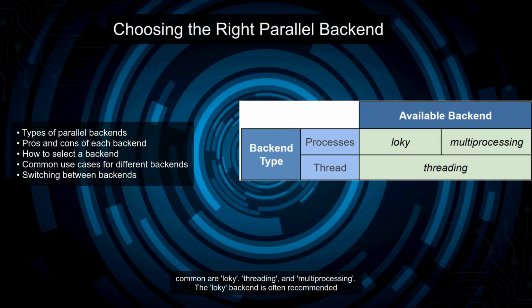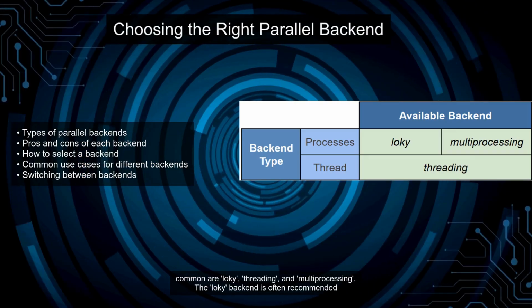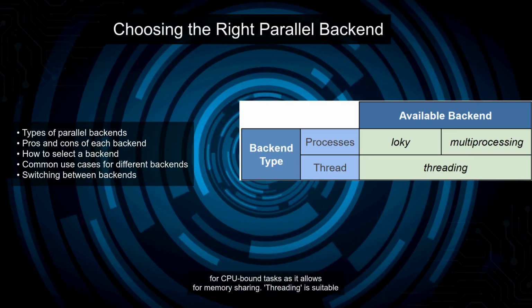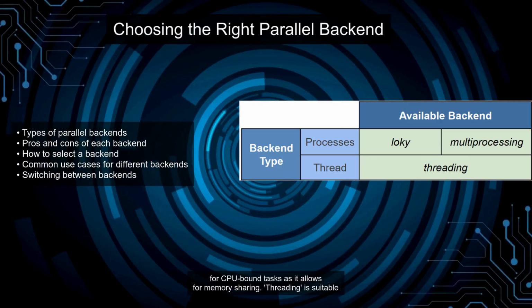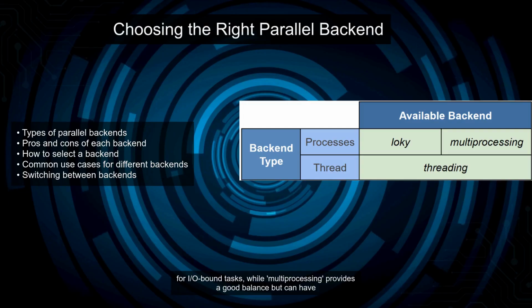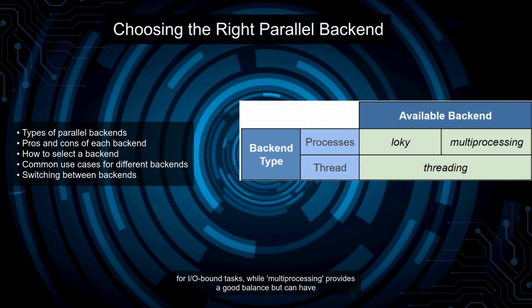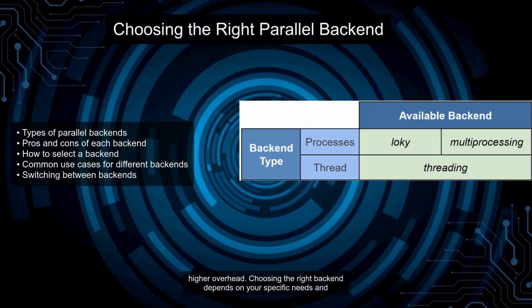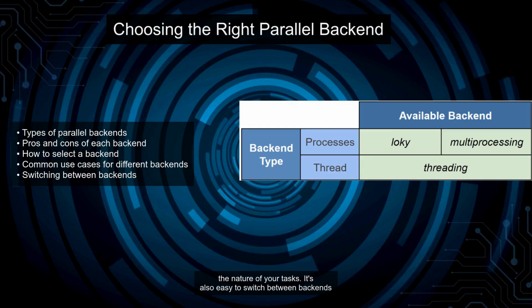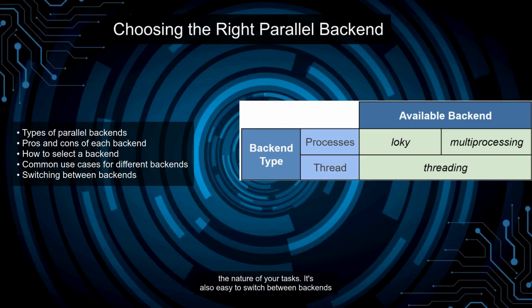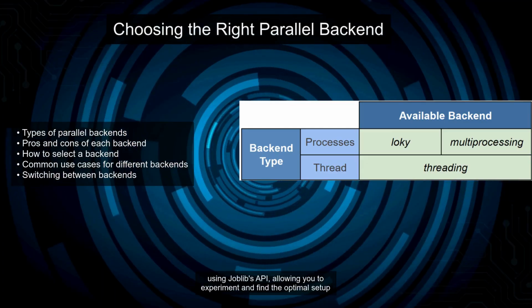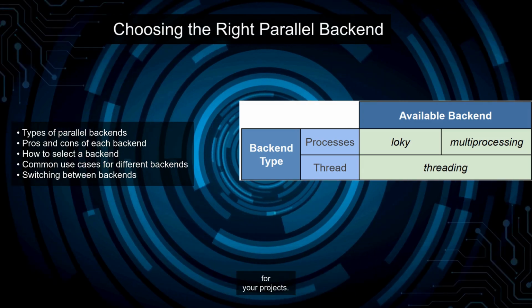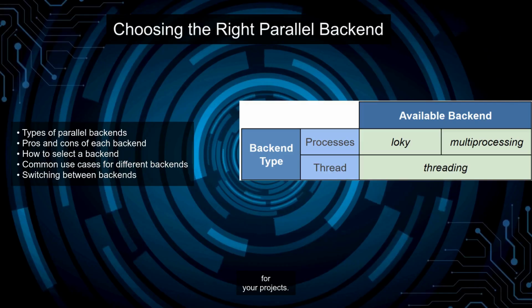Joblib offers several parallel backends, each with its own strengths. The most common are loky, threading, and multiprocessing. The loky backend is often recommended for CPU-bound tasks as it allows for memory sharing. Threading is suitable for I/O-bound tasks, while multiprocessing provides a good balance but can have higher overhead. Choosing the right backend depends on your specific needs and the nature of your tasks. It's also easy to switch between backends using Joblib's API, allowing you to experiment and find the optimal setup for your projects.